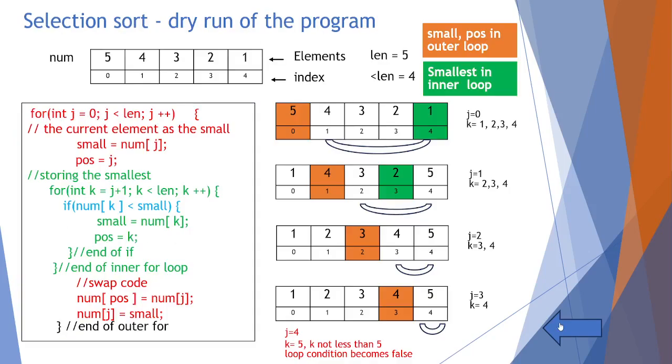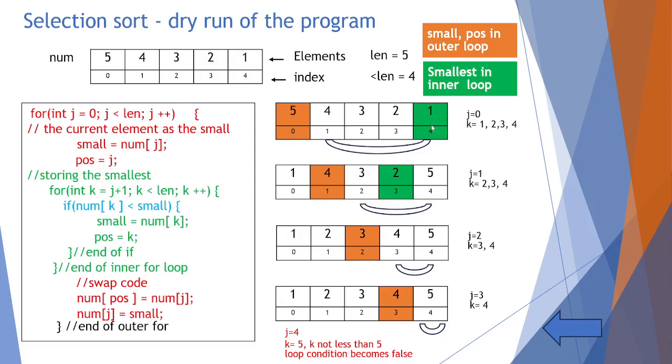Now if you see the dry run, the orange colored ones in the picture are the picked up elements in the outer for loop. So first time 0th index element. In the next one, 1 index, 2 index, irrespective of contents. 3, third element. See here 4, 4. So small and pause in the outer loop are 5, 0, 4, 1, 3, 2, 4, 3.